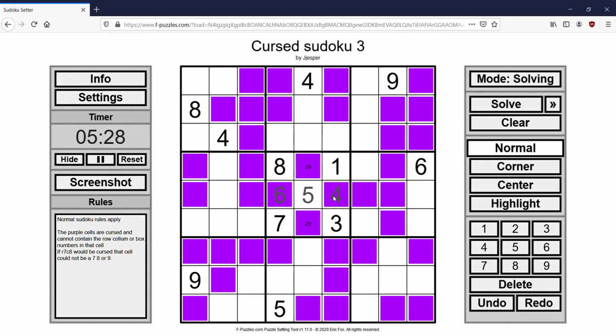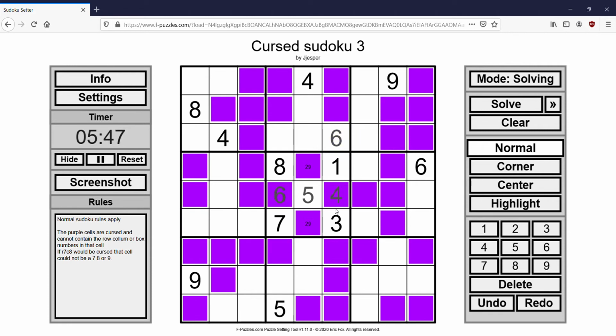Now I have a little more information in the center. So let's expand this a little more, and let's go back to this column 6 with all this purple in it, all this restriction. Where can the number 6 go in the column 6? Well, it can't go in the purples. Can't go here. Can't go in the purples. There's only one place for the number 6 to go, right there.